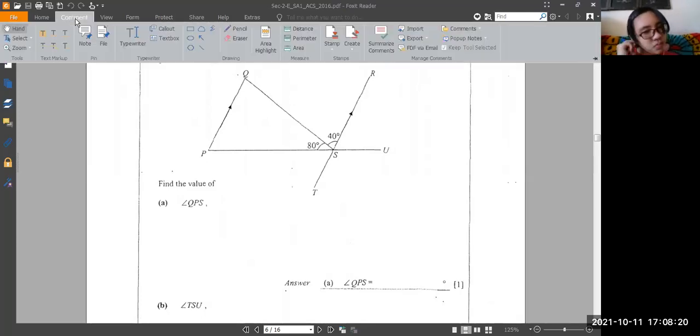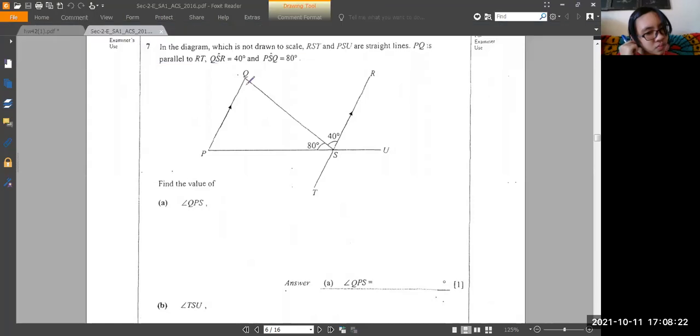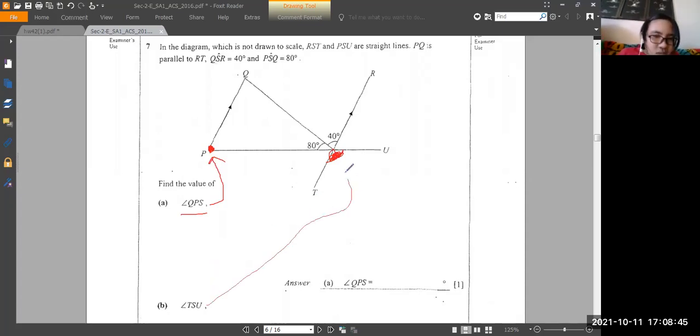Oh, by the way, QPS. QPS is this. QPS is here. This one is QPS. You know how to read angle, right? This is QPS. TSU is this. This is TSU. Okay, yeah.